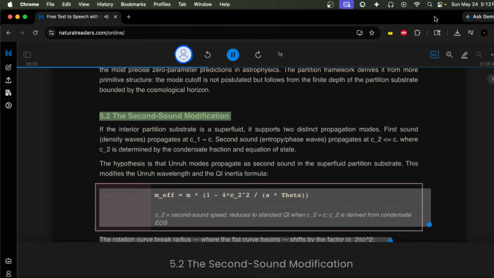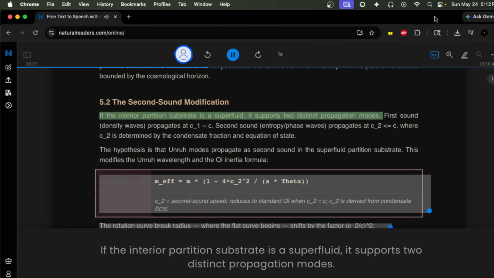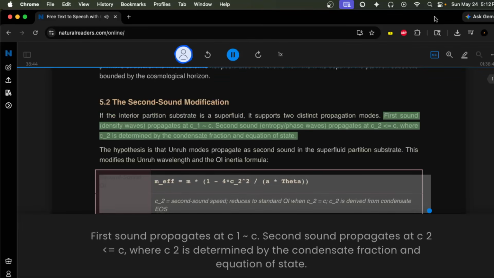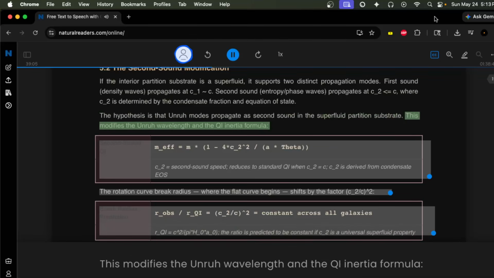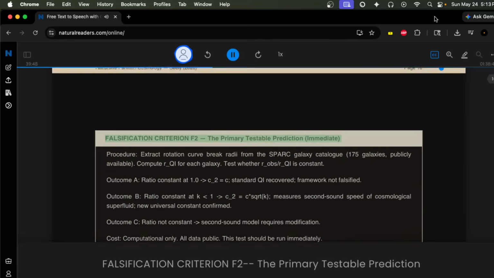5.2 The second sound modification. If the interior partition substrate is a superfluid, it supports two distinct propagation modes. First sound propagates at c1 ~ c. Second sound propagates at c2 ≤ c, where c2 is determined by the condensate fraction and equation of state. The hypothesis is that Unruh modes propagate as second sound in the superfluid partition substrate. This modifies the Unruh wavelength and the QI inertia formula.